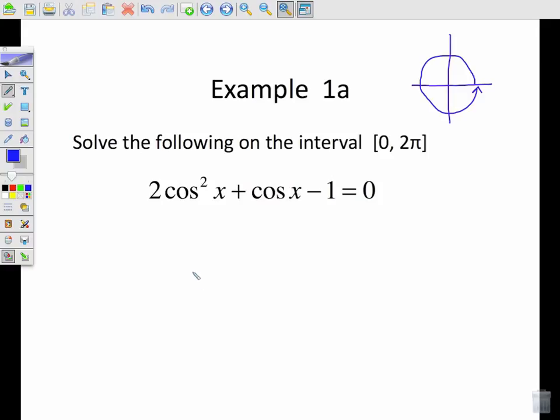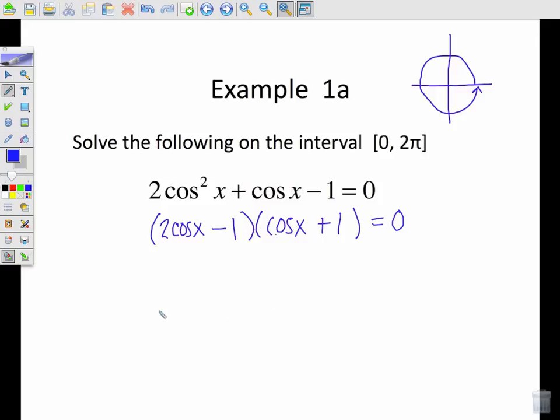This first example here can be factored. It's in a quadratic form, so I'm going to factor this to 2 cosine x and cosine x. My signs are going to be different. One's going to be plus, one's going to be minus. And I need a positive in the middle, so plus 1 and minus 1. So there it completely factors.